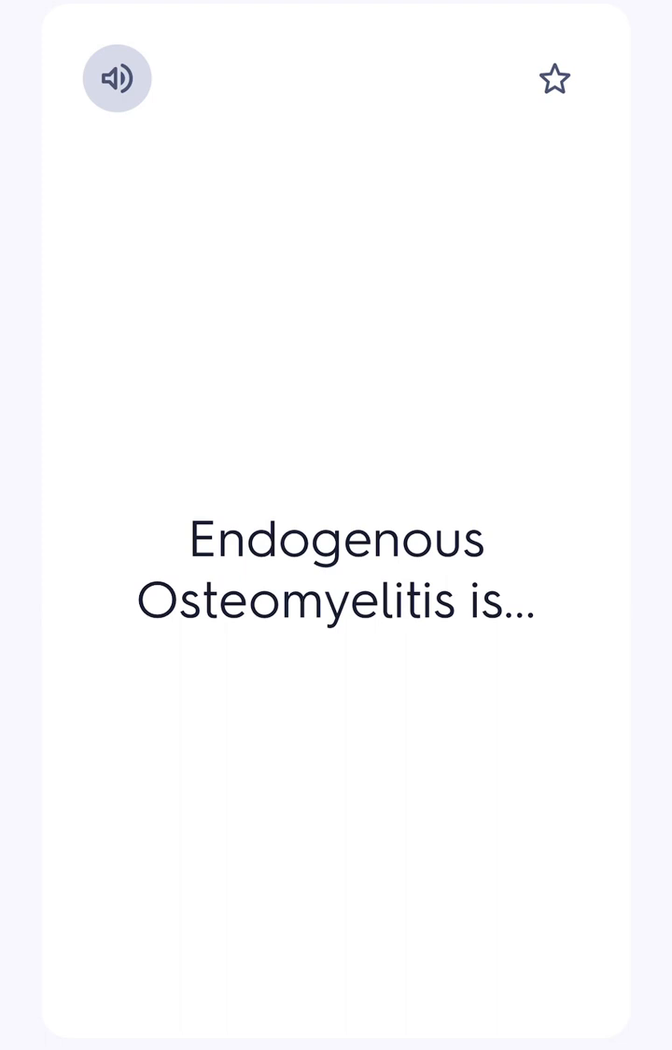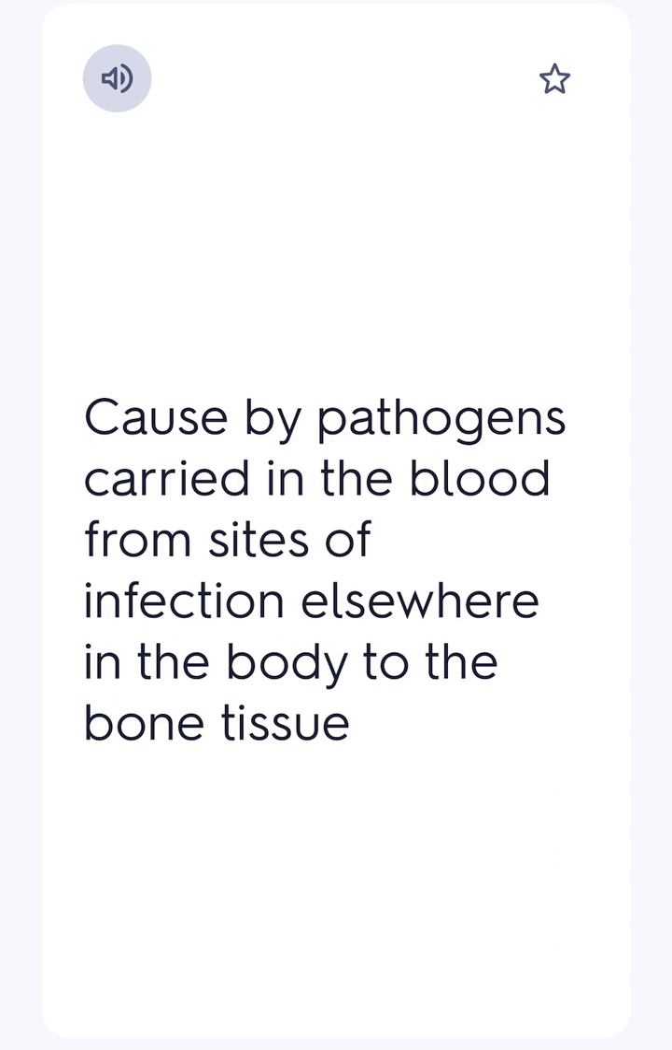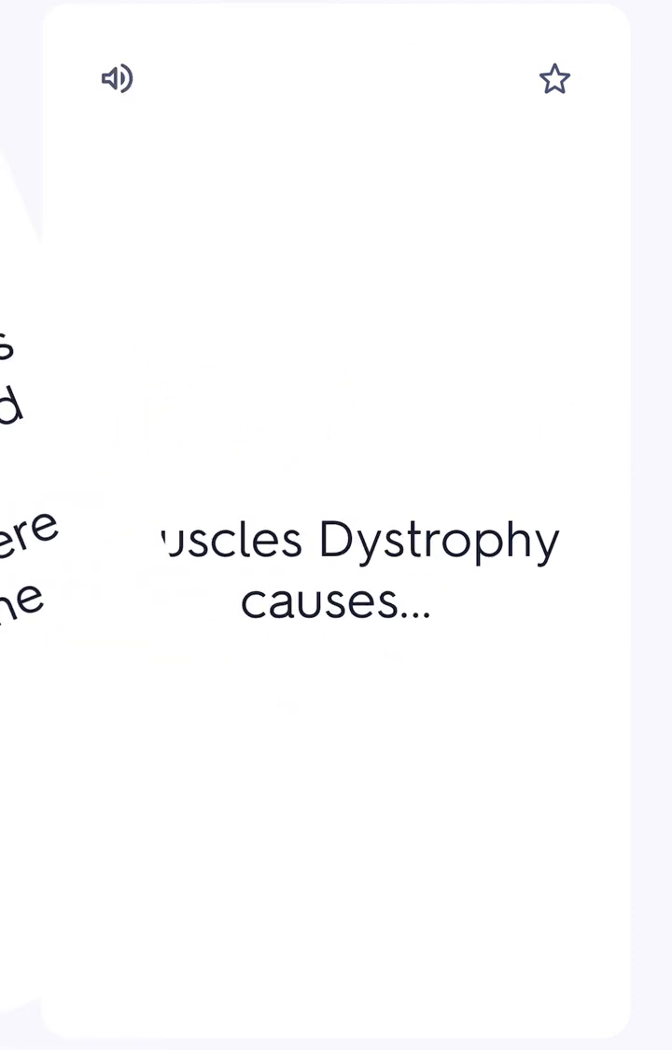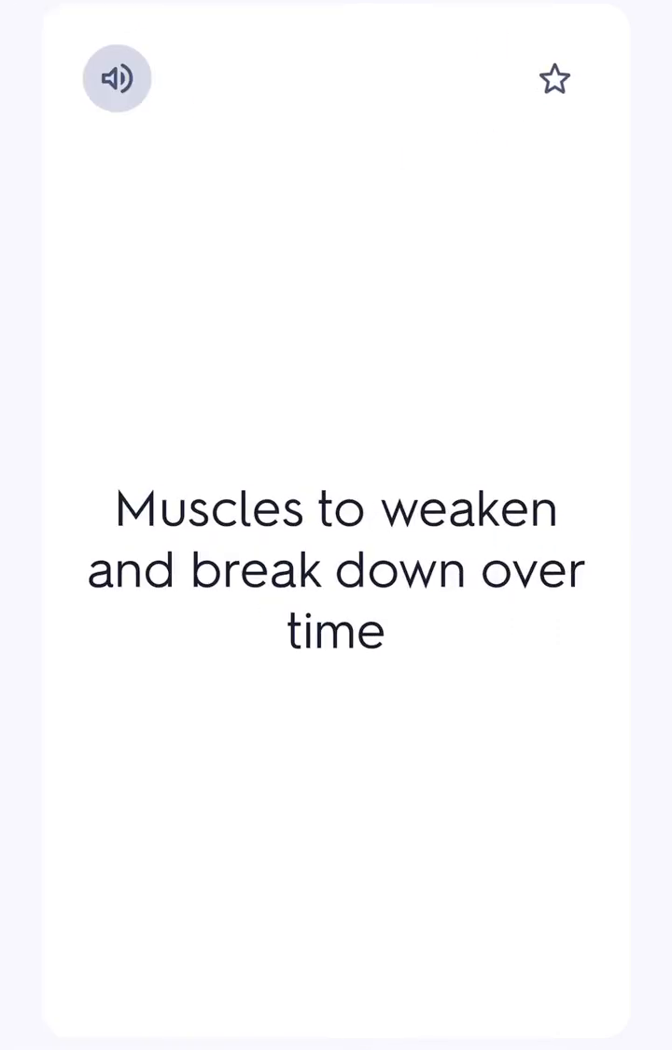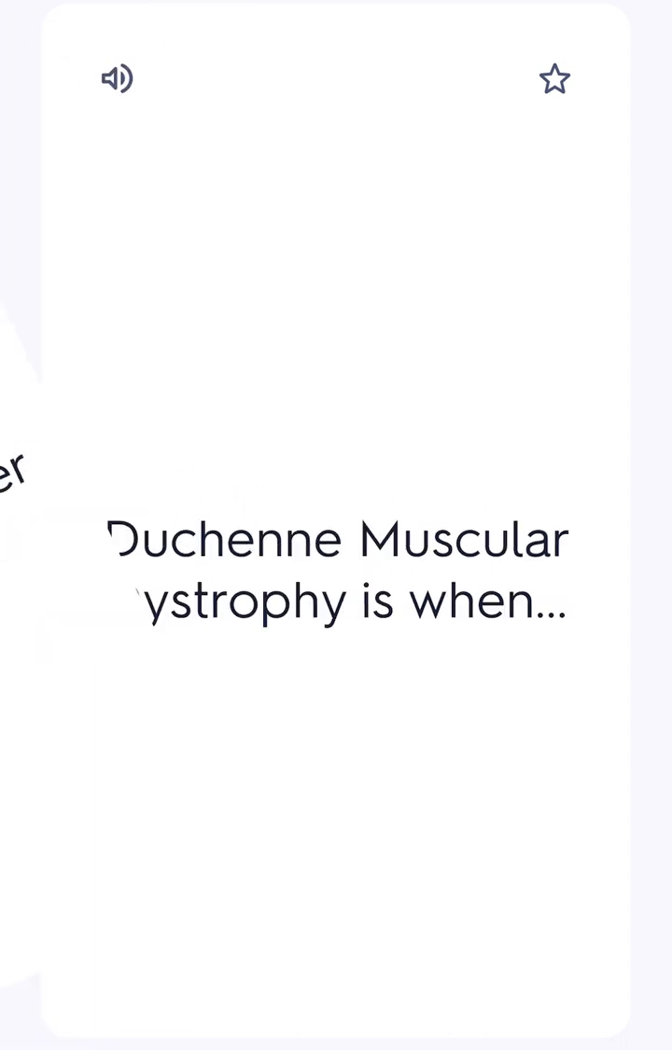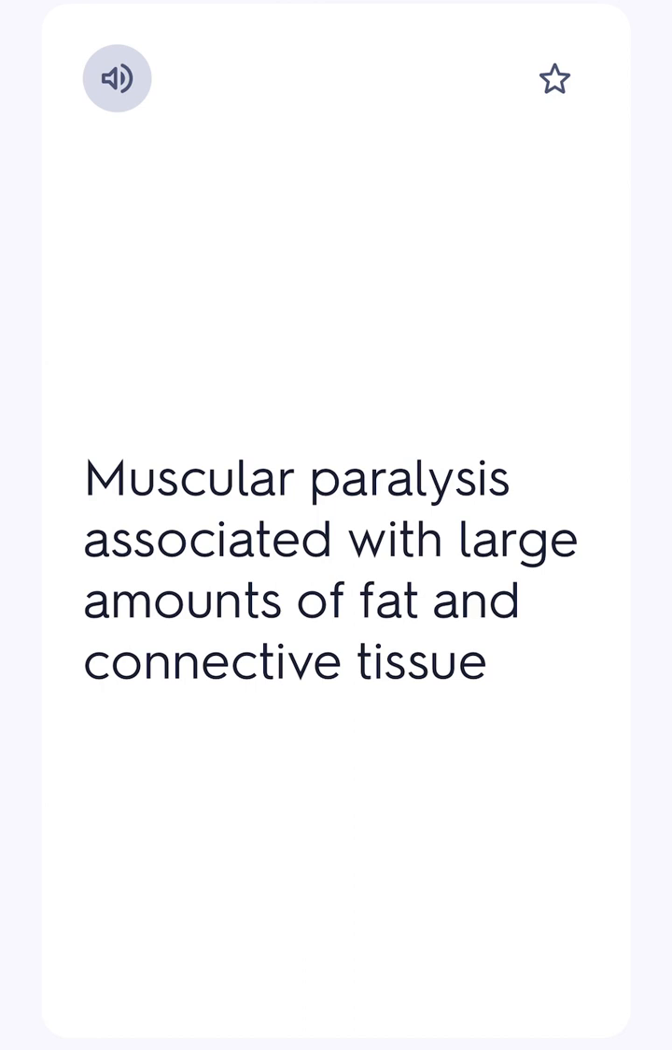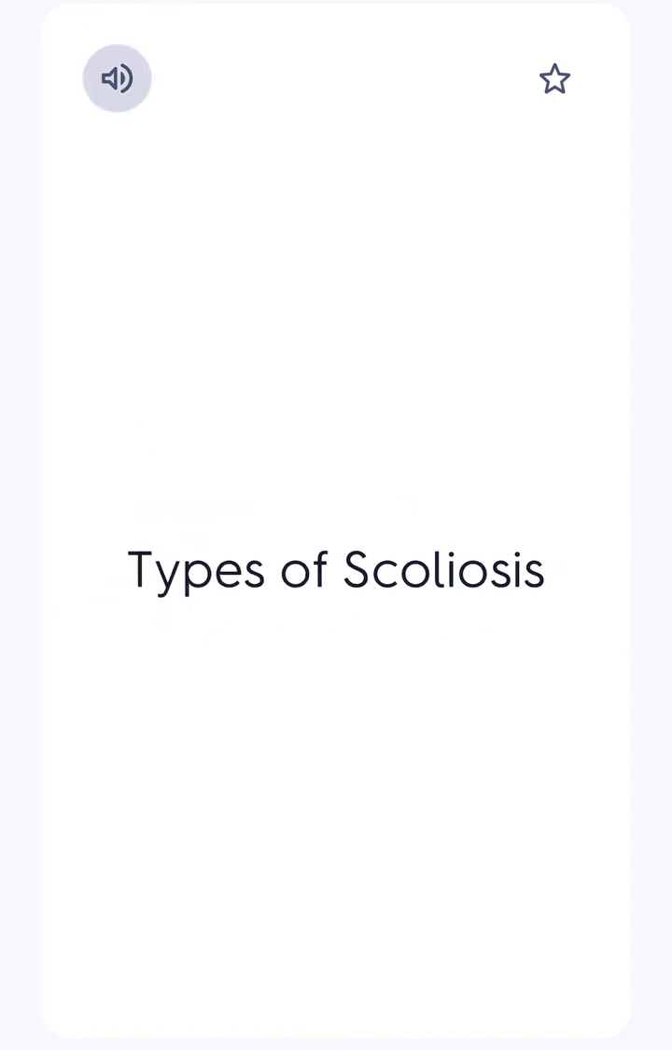Endogenous osteomyelitis is caused by pathogens carried in the blood from sites of infection elsewhere in the body to the bone tissue. Muscular dystrophy causes muscles to weaken and break down over time. Duchenne muscular dystrophy is muscular paralysis associated with large amounts of fat and connective tissue. Types of scoliosis.